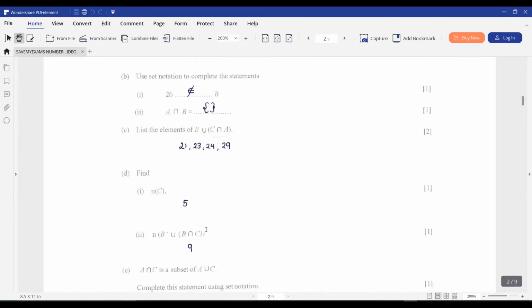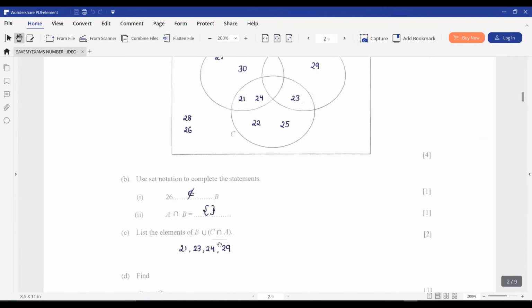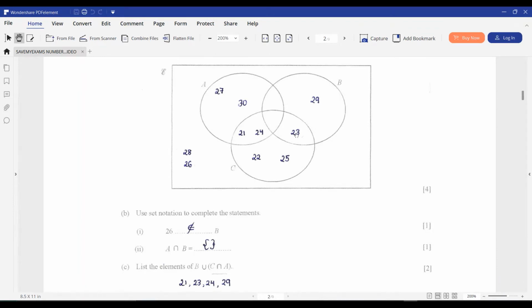Find the number of elements in open bracket B complement united with open bracket B intersection C close bracket. So the first thing we'd like to do is B intersection C. B intersection C is 23. 23 plus everything that is not in set B. So this, and this. So let's count them. 1, 2, 3, 4, 5, 6, 7, 8, and 9. So the answer is 9.